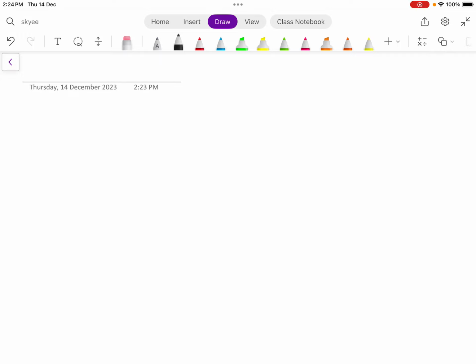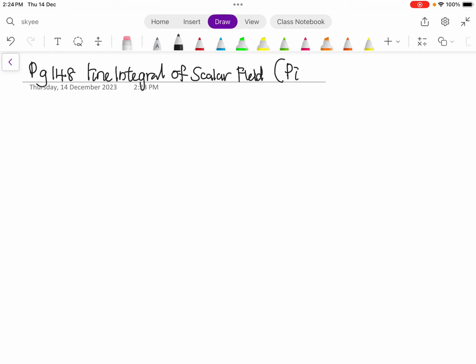So hi everyone. Today let's continue our lecture, which is about the line integral of scalar field, and we focus on the piecewise smooth curve. You can refer to page 148 of your module. This is line integral of scalar field. We focus on the piecewise smooth curve.